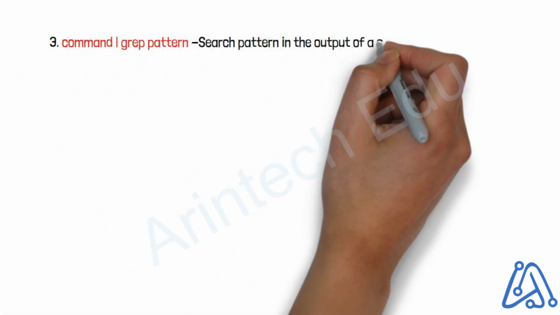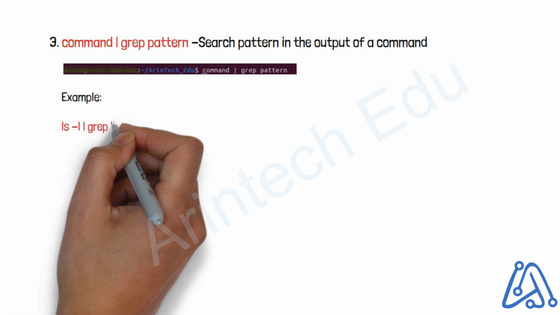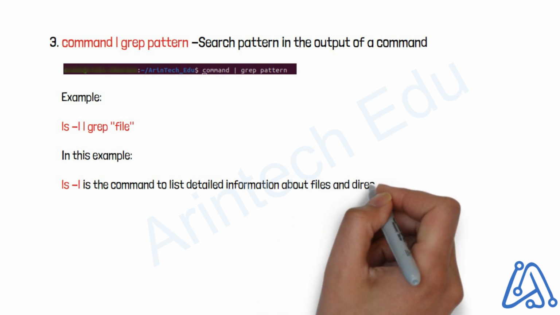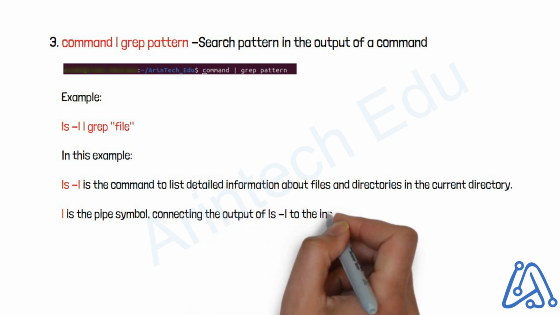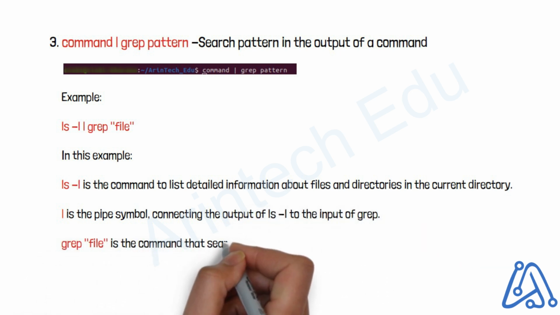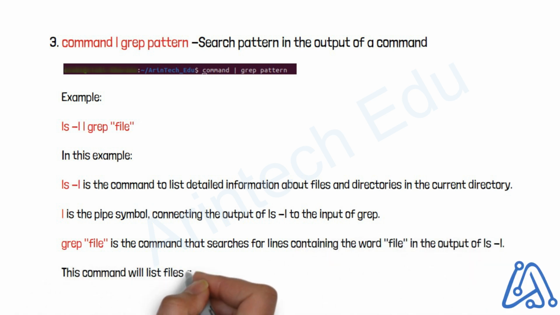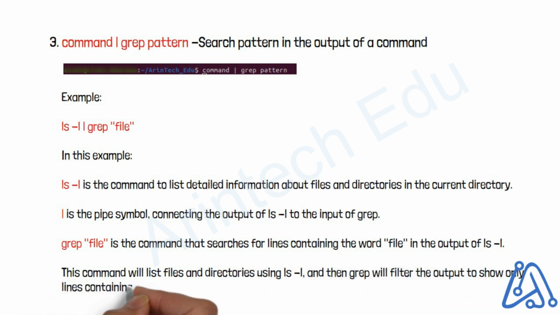3. command | grep pattern. Search pattern in the output of a command. Example: ls -l | grep file. In this example, ls -l is the command to list detailed information about files and directories in the current directory. | is the pipe symbol, connecting the output of ls -l to the input of grep. grep file is the command that searches for lines containing the word file in the output of ls -l. This command will list files and directories using ls -l, and then grep will filter the output to show only lines containing the word file.